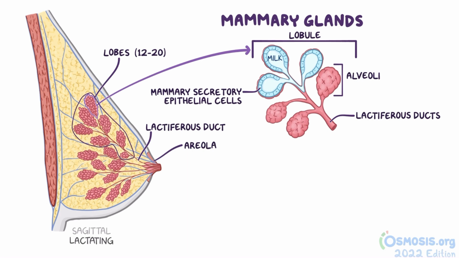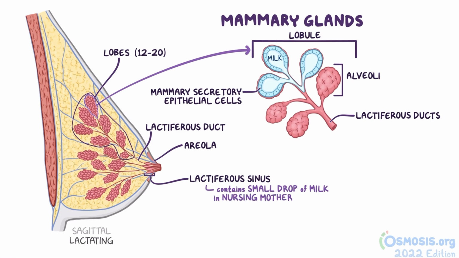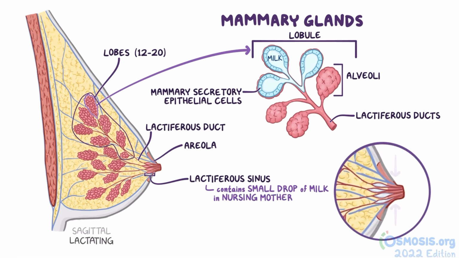Each lactiferous duct has a dilated portion deep to the areola, called the lactiferous sinus, in which there's a small drop of milk that accumulates or remains in a nursing mother, which becomes expelled from the areola when compressed during feeding.